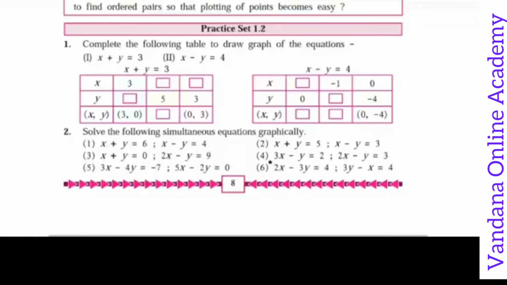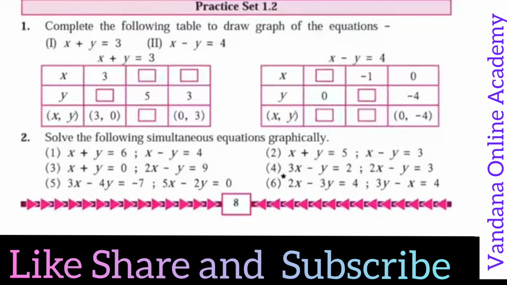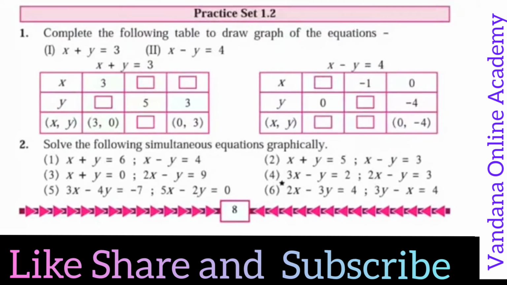So in practice set 1.2, there is question number 1, in which you have to fill in the blanks. Okay, so I am going to explain that. See students, practice set 1.2, what is the question here? The first question is: complete the following table to draw a graph of the equation. So here two equations are given, x plus y equals 3 and x minus y equals 4.